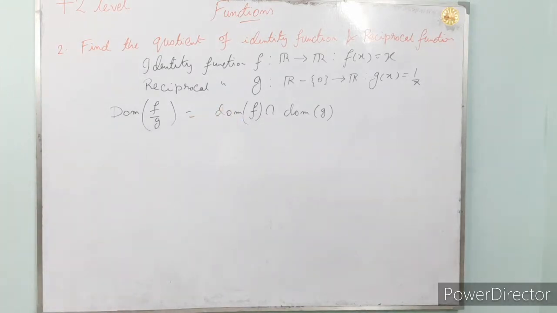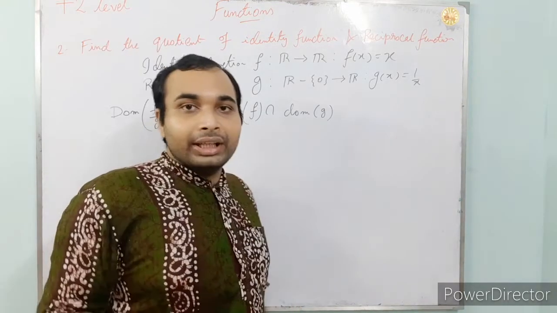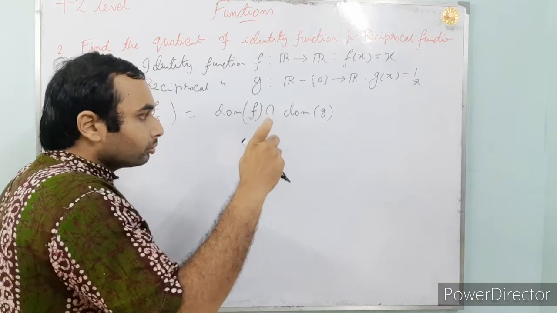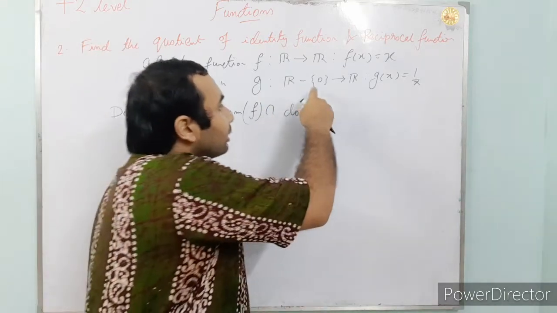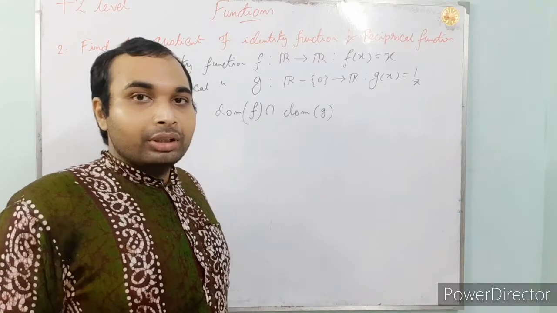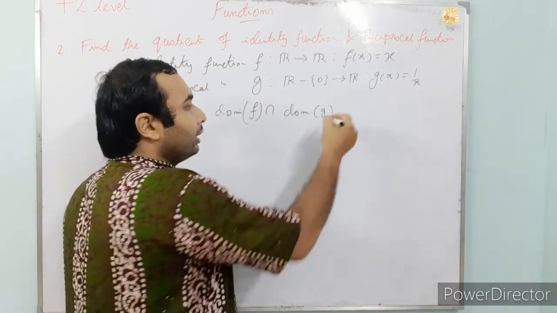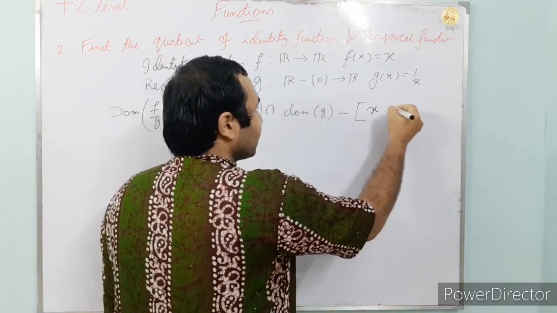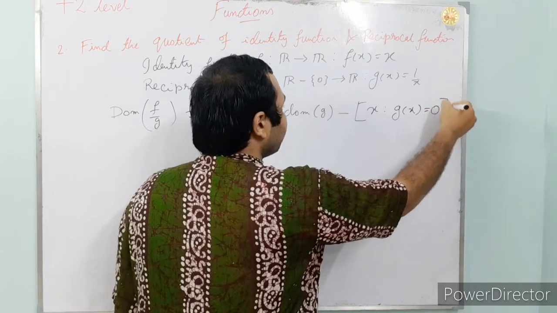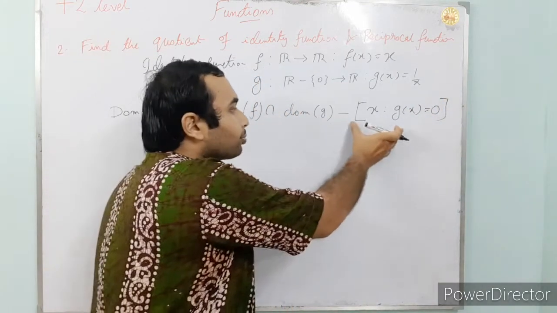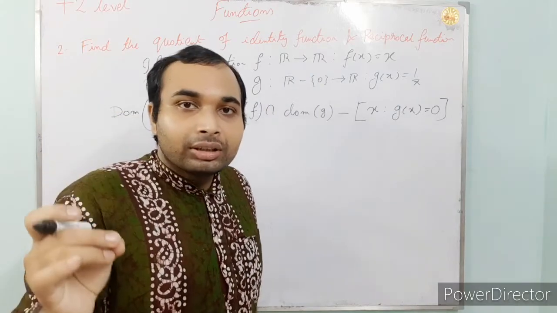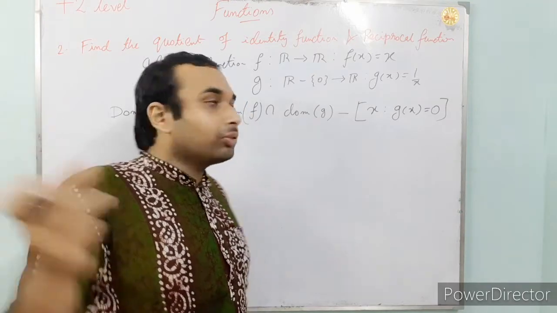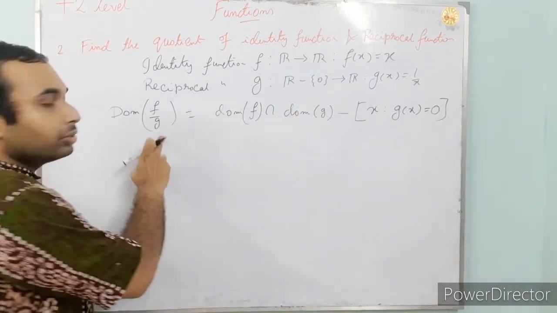But here one trick is there. Here we cannot take the intersection properly, because the 0 is being omitted from here. So while 0 is being omitted, we have to write like that: x such that g(x) equals 0. We cannot take this point. It is inside the intersection of those two functions, but we have to take off that one. Otherwise, if g(x) equals 0, this will not be defined.